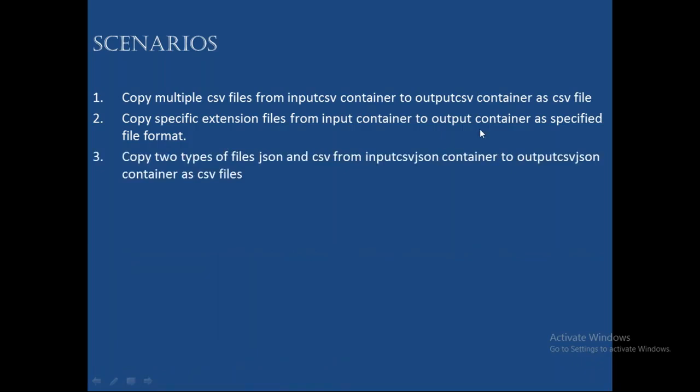Then let's say you copy two types of files, JSON and CSV, from the input CSV JSON container to the output CSV JSON container as CSV files. In this scenario, in the same container I have a JSON and a CSV file. My requirement is that it doesn't matter whether my source is CSV or JSON, when I load these two files into my output container, both should be converted into CSV. When I move these two files into the output container, I am going to see both in CSV file format, and the content will be the same. Whatever content we have in JSON will be converted into CSV format, and the CSV file will be loaded as is. This scenario we will also cover today.